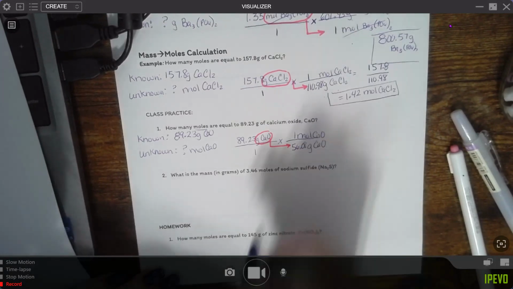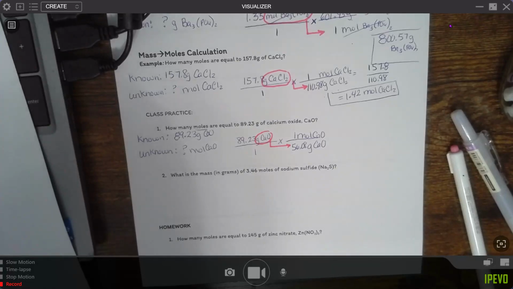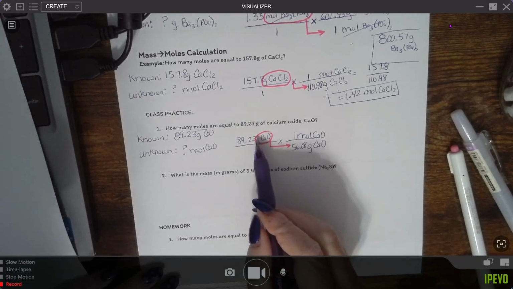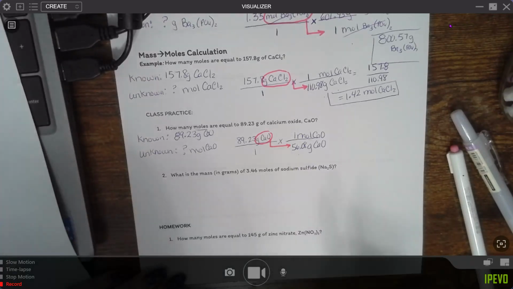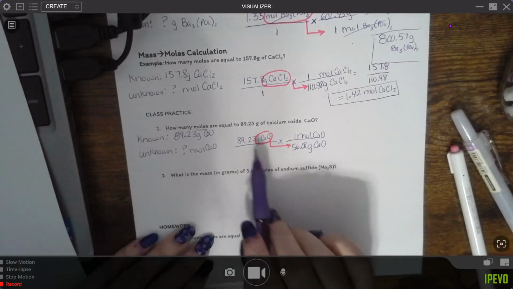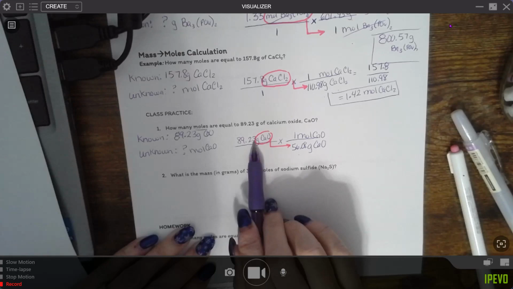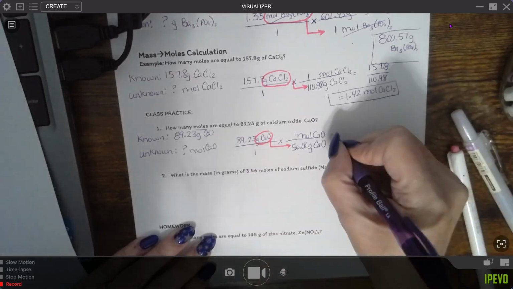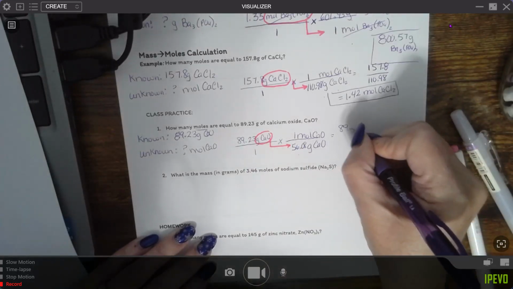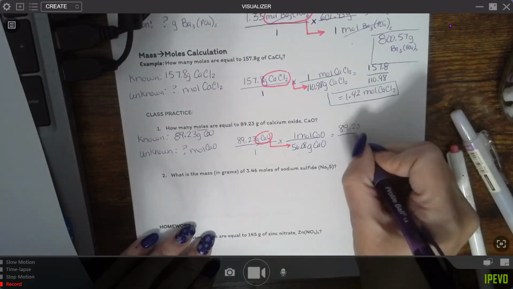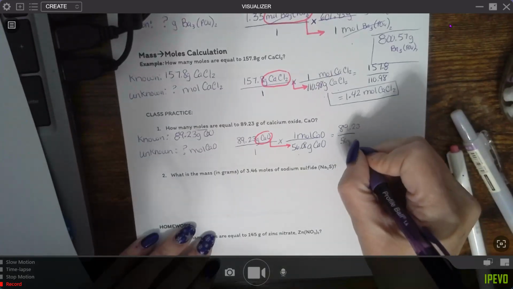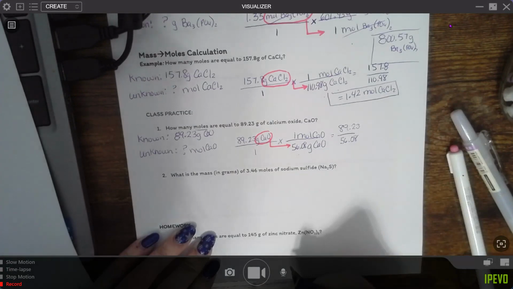56.08. Now, if you think about this, what we're going to do is we're just going to take 89.23 divided by 56.08. If it helps you think about this, it's like 2 fractions. So we would be doing 89.23 times 1. On the top we would have 89.23, and then on the bottom we would have 1 times 56.08. So then I would just divide those two.